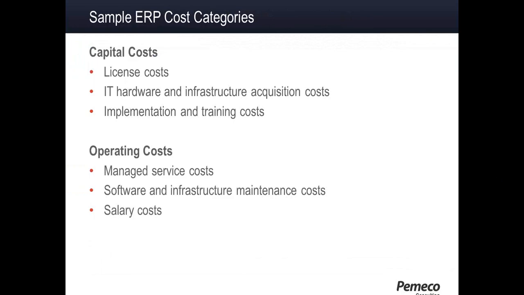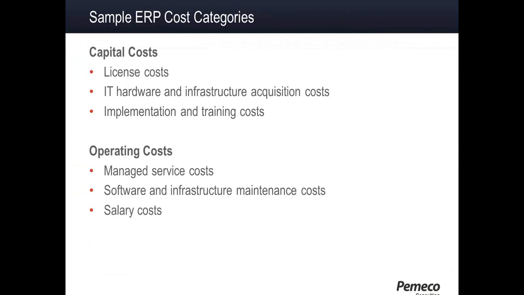So we look at capital costs, and if we're thinking about an on-premise ERP system, those are typically in the form of license costs. If we're thinking about SaaS, well, there aren't license acquisition costs. Rather, there's a recurring operating expense in the form of a subscription cost. Other capital costs that we would want to consider are any incremental IT hardware and infrastructure, and implementation and associated training.